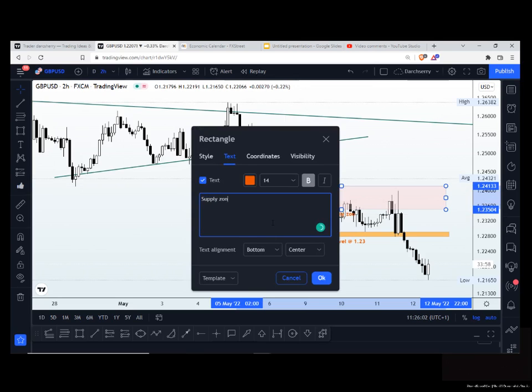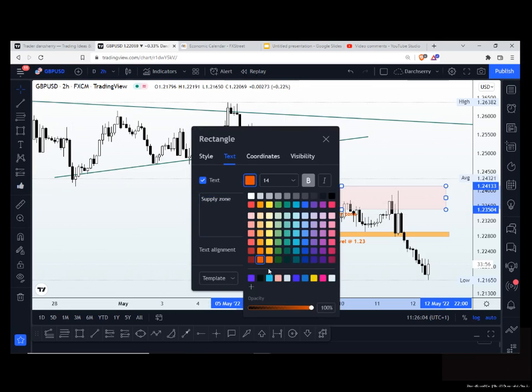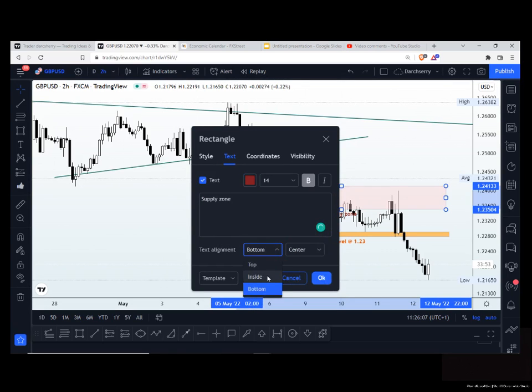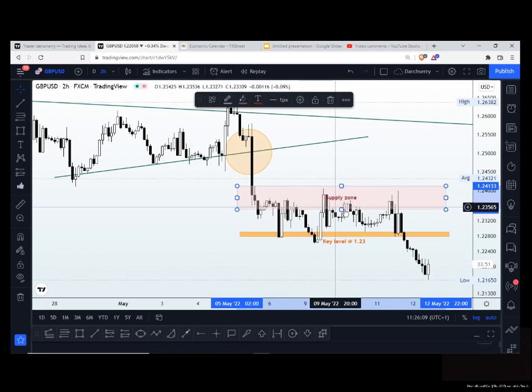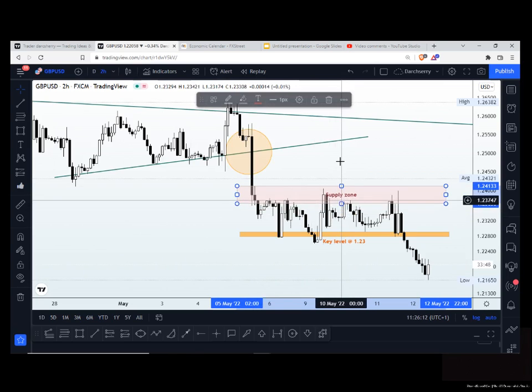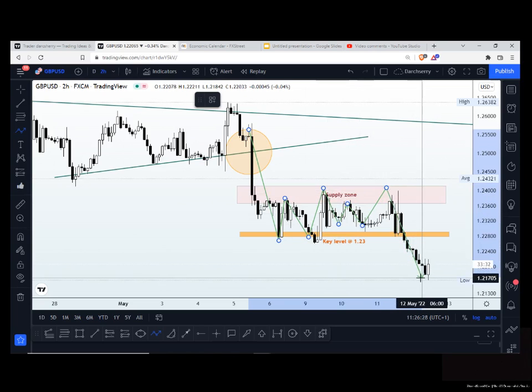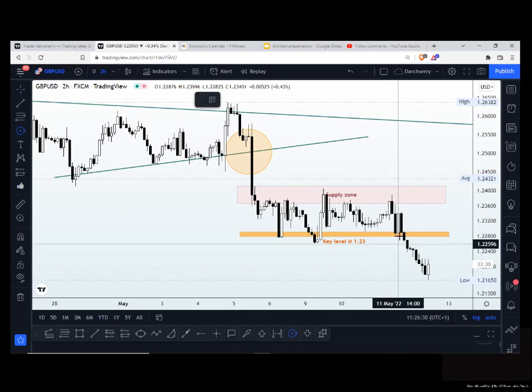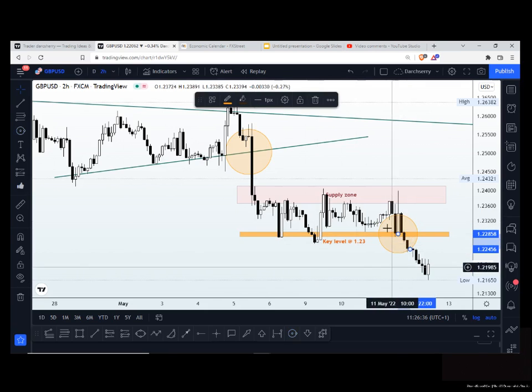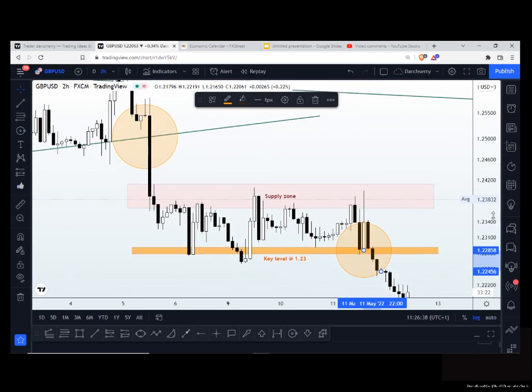We have a supply zone right inside that area, and okay, I think let's make it like this. So that area is our supply zone. As we can see, multiple rejections of that area since the breakdown of that trend line. We saw 1, 2, 3, 4 before this impulse leg that broke through that key level during the course of yesterday's trading session. So now we have an impulse leg that we can work with at this point.